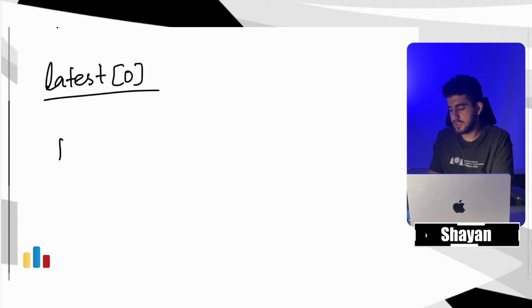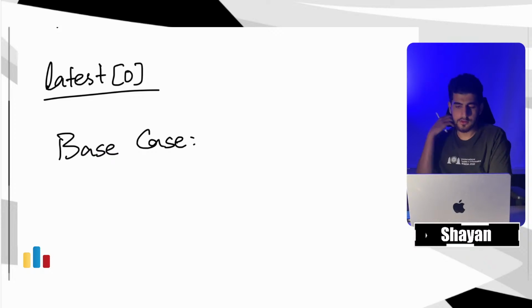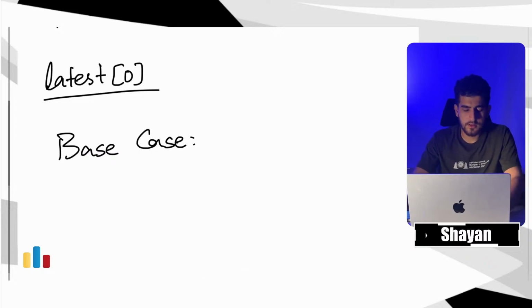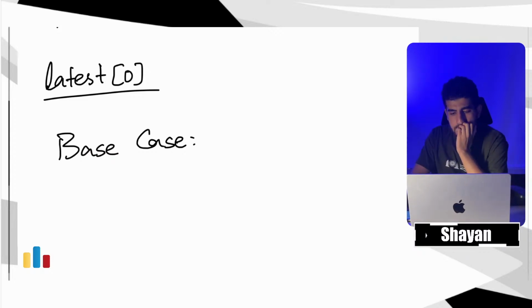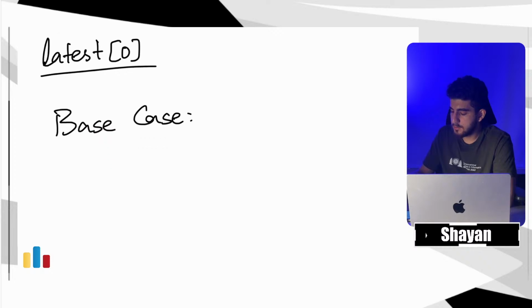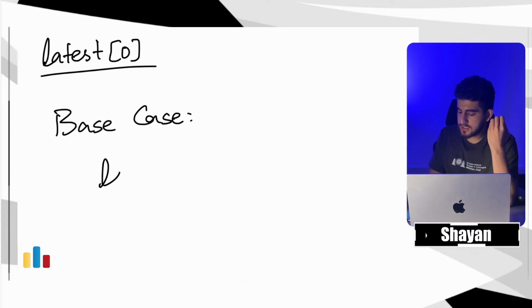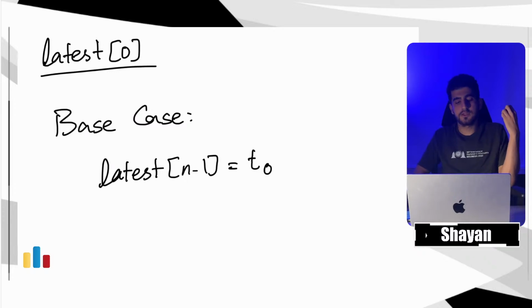So what is my base case in here? From where can I start? What do you think is my base case? Let me write something. Well, our base case can be the last vertex, our destination. We know that we need to be there by time t0. So if we want to go from vertex 0 to vertex n minus 1, the latest of n minus 1 is going to be t0, right? So this is our base case.